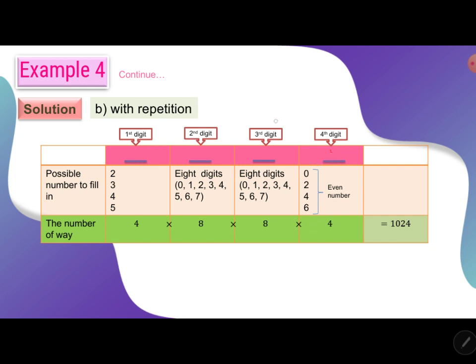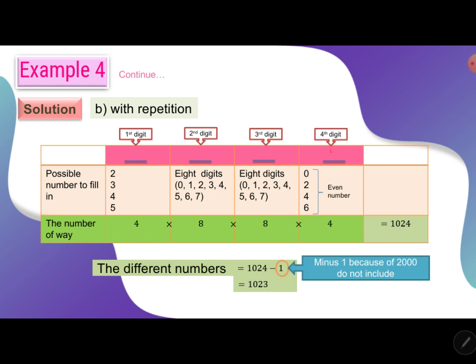And then for the second and third digits, we have 8 choices, because it's from all 8 digits given. We can use them repeatedly, so it can be 2, 2, 2, 2. That's why we have 4 multiplied by 8, multiplied by 8, multiplied by 4. But this is not the final answer. Why? Because 2, 0, 0, 0 is not in the range. It must be between 2,000 and 6,000, so 2,000 is not included. That's why we have to subtract 1, which is the number 2,000. Okay, so that's example 4.